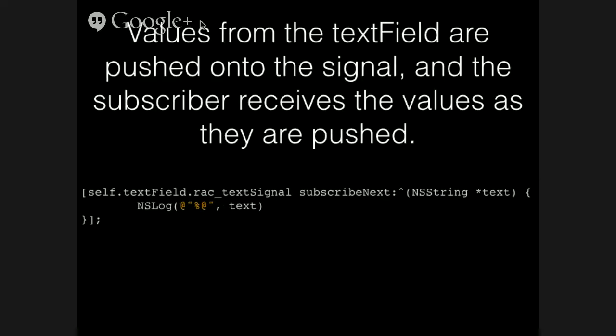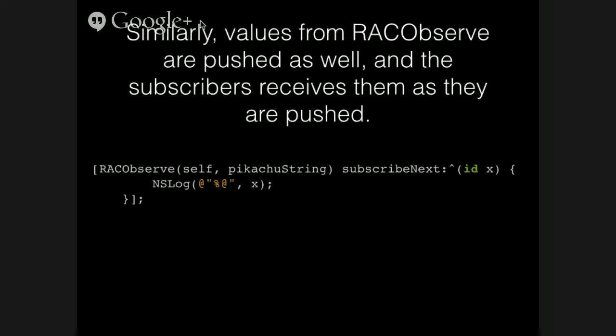And so again, values from the text field are pushed onto the signal, and they're pushed right to these subscribers. So every time a value is pushed onto the signal, it says, oh, there's a subscriber, let me give it this value. And we log out that value. Same thing with RACObserve. RACObserve is just a macro that creates a signal from the object, the Pikachu string. It creates the signal itself, and then we subscribe to that signal's values, and that comes out as the same values in the text field since they're bound.